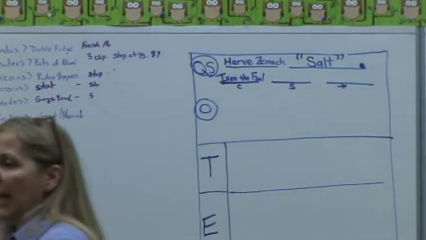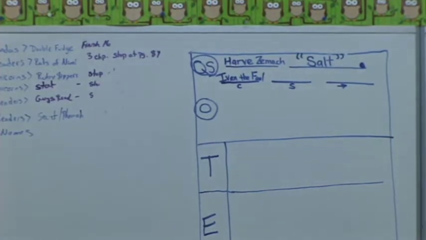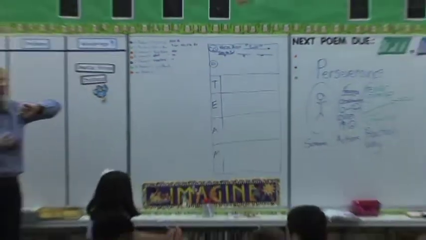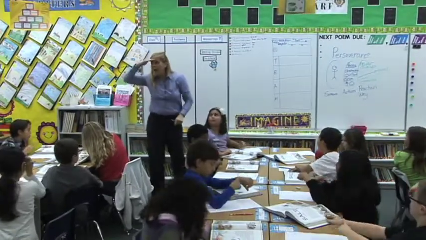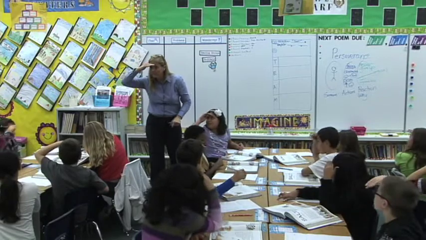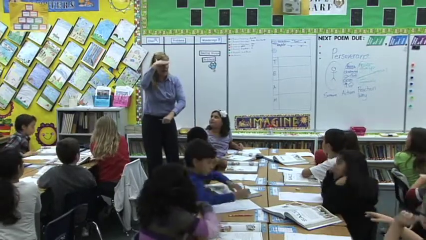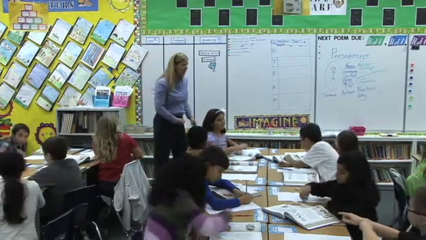S is for setting. What is S? Setting. Okay, everyone look at your wrist and go like this. Say, when was the story happening? Where was the story happening? So, I need a when and I need a where. Tell the people at your table, when and where did this happen?